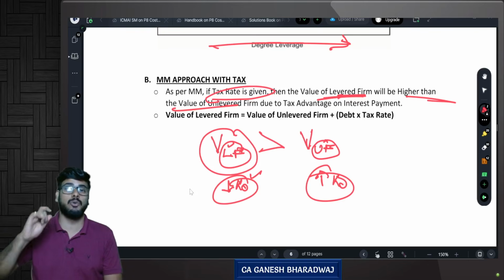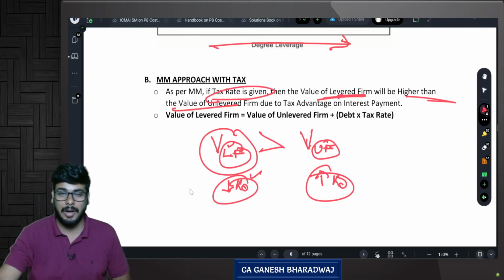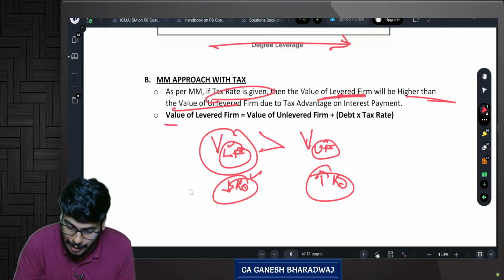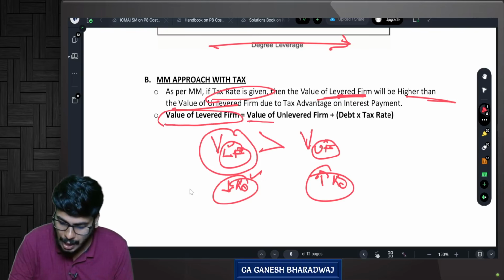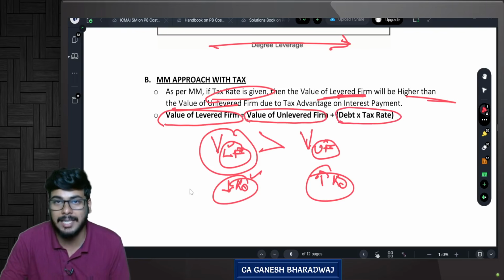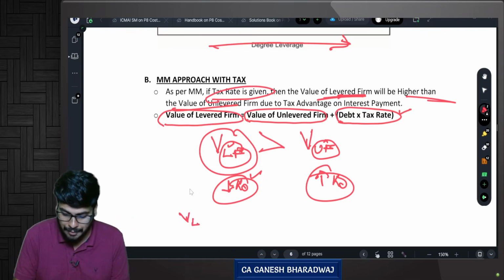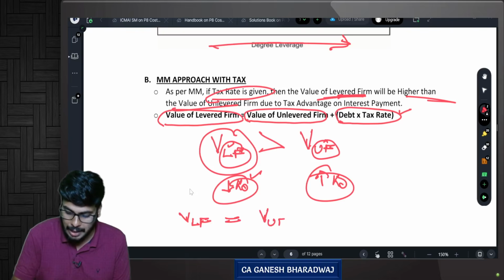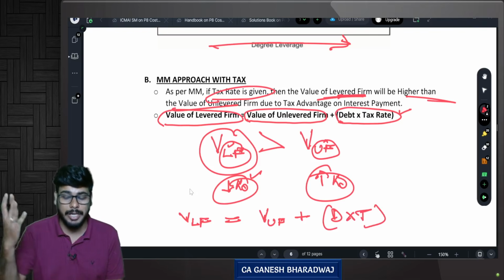Now he's slowly changing his proposition. Earlier he said the value of a levered firm is equal to the value of an unlevered firm. Now he's saying the value of a levered firm is equal to the value of the unlevered firm plus the debt amount into tax, that is, the amount raised from debt into the tax rate. Are you clear with this? So the value of a levered firm is equal to the value of the unlevered firm plus debt amount into tax rate.